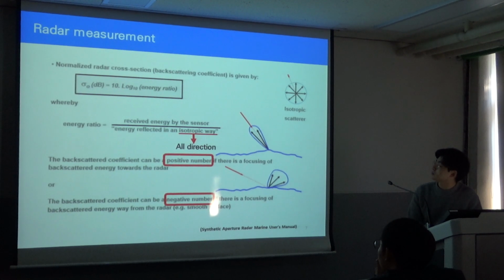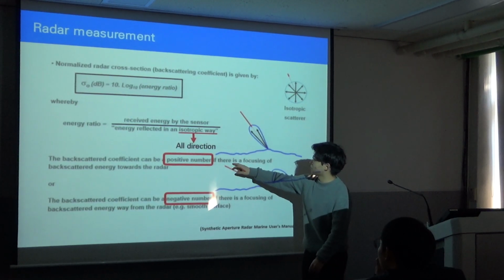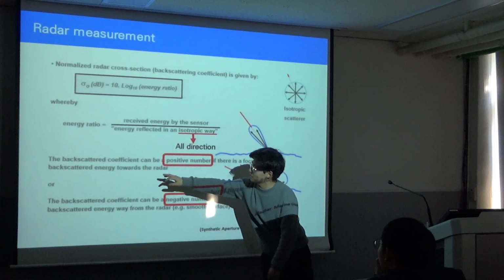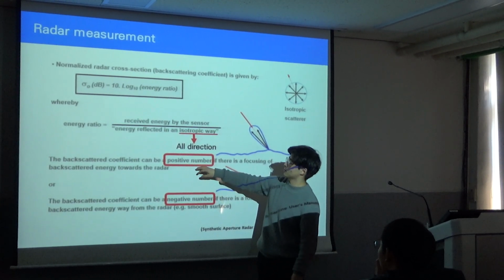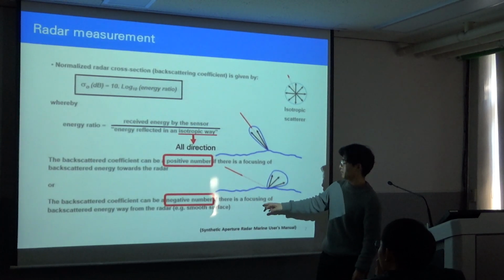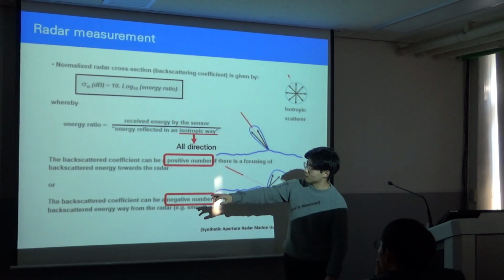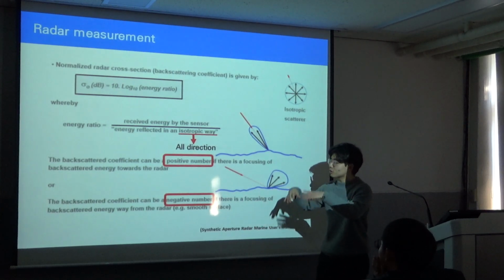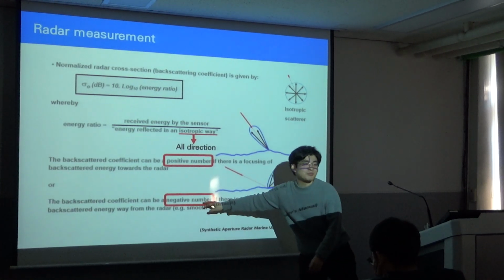We only focus on two words. The first is a positive number. There is a focus on backscattered energy towards the radar. Its signal is a positive number, and the backscattered energy that scatters away from the radar is a negative number.